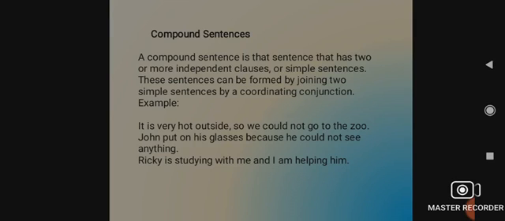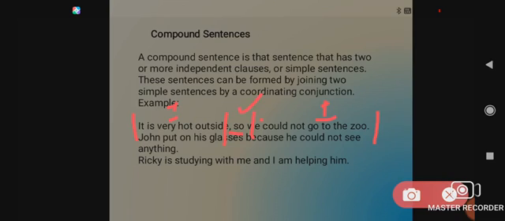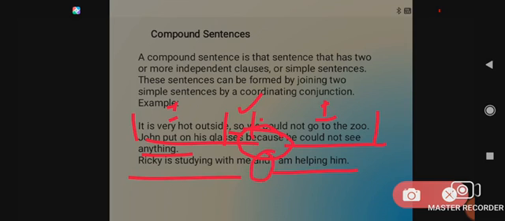For example, as we have here, it is very hot outside, so we could not go to the zoo. We could not go to the zoo can make sense alone. It is very hot, again independent, joined by a conjunction which is your coordinating conjunction. John put on his glasses because he could not see anything. He could not see anything. John put on his glasses, another independent clause, joined by because, your conjunction. Ricky is studying with me and I am helping him, right? So again, here two independent clauses are joined by and, right?